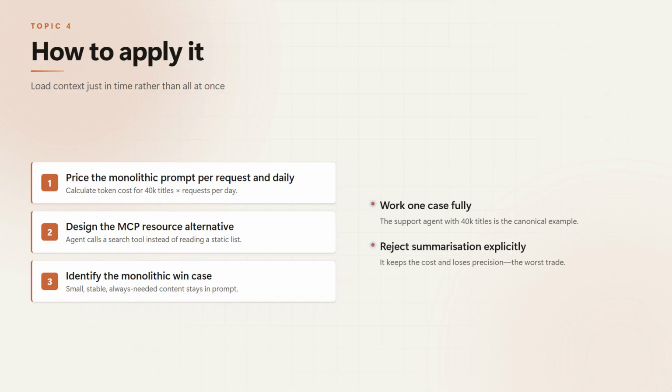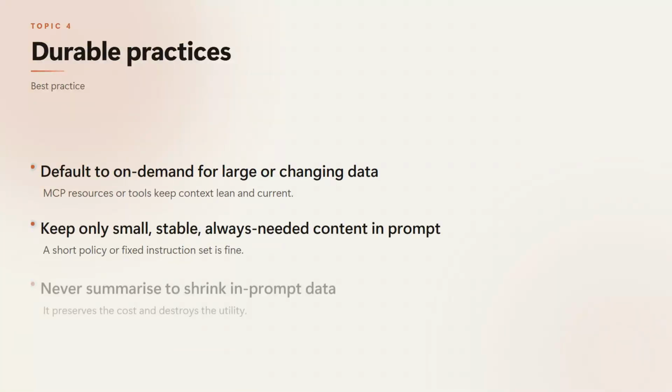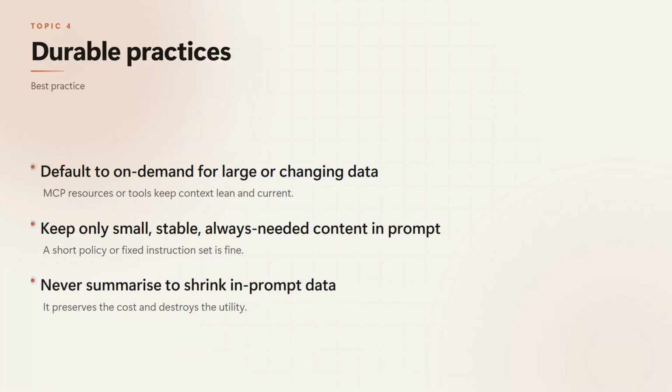The alternative that loses is summarizing the titles into categories. That still sits in the prompt, still costs tokens every turn, and now the agent cannot find specific articles because you stripped the detail. The other cases, like a 10-line policy, are on the page, but the 40,000 title scenario is the one that makes the reasoning stick. The durable rule is, if data is large or changes independently of your agent, it does not belong in the prompt. Expose it through a tool or MCP resource.